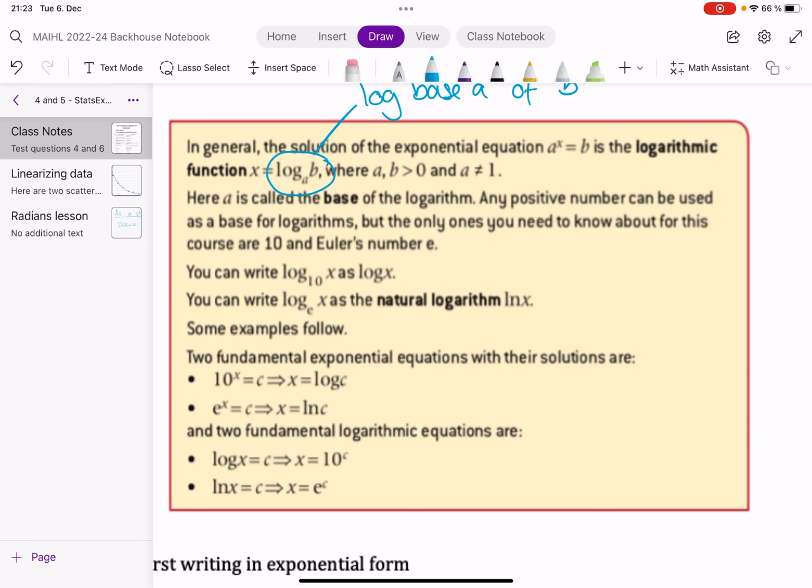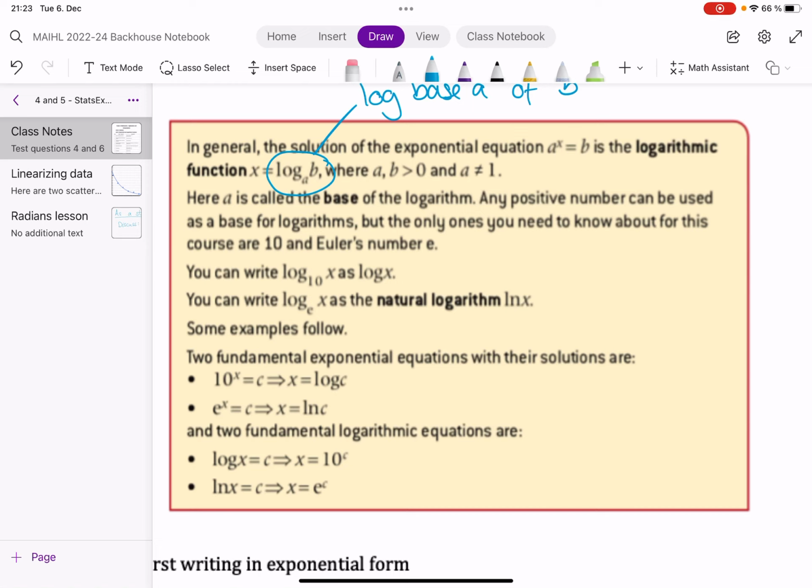So I probably just talked about all the things that it says in the notes here. a is called the base of the logarithm. Any positive number can be used as a base for logarithms. The only ones in our course are 10 and Euler's number e, which we talked about last lesson. It could be in other situations you want to use other bases. 2 is sometimes used. You will end up using other bases in other courses, but for the MAI HL course, it's 10 and e.